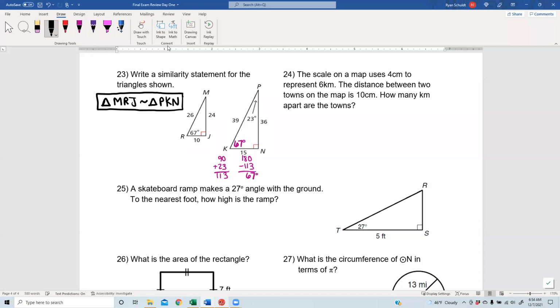24. The scale on the map uses 4 centimeters to represent 6 kilometers. So 4 centimeters equals 6 kilometers. The distance between 2 towns on the map is 10 centimeters. So 10 centimeters is equal to how many kilometers? X kilometers. We've got a proportion here. To solve a proportion, you want to cross multiply.